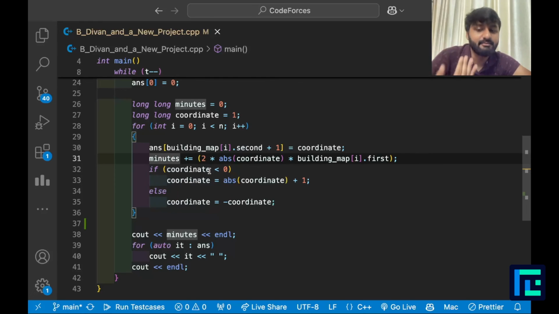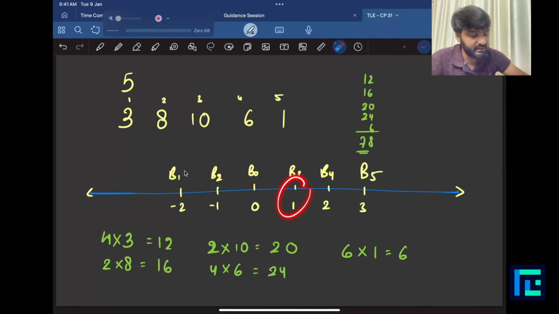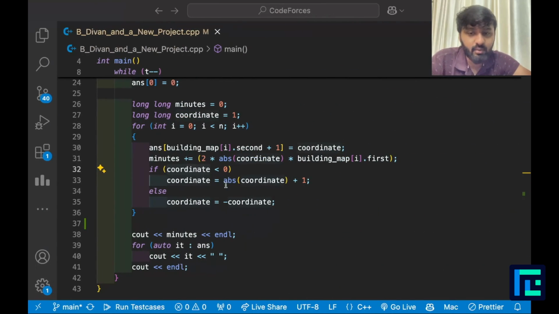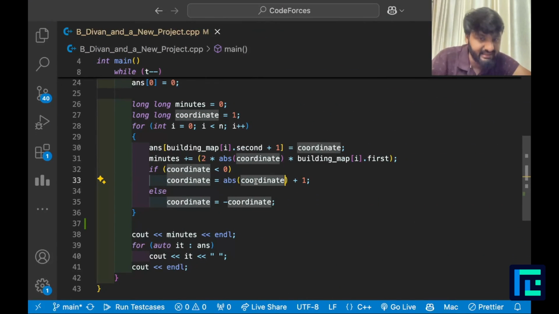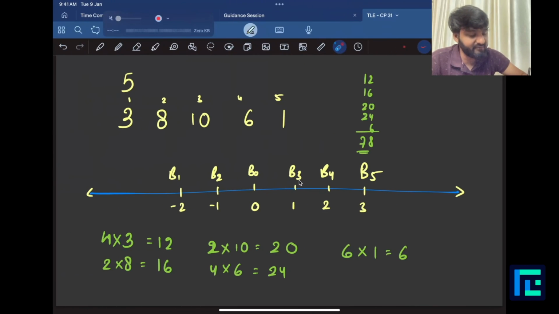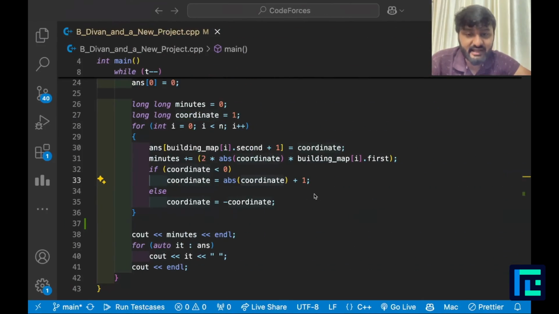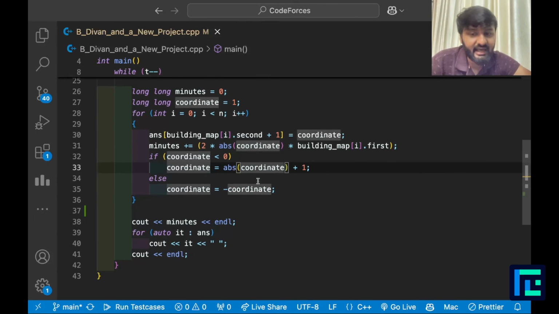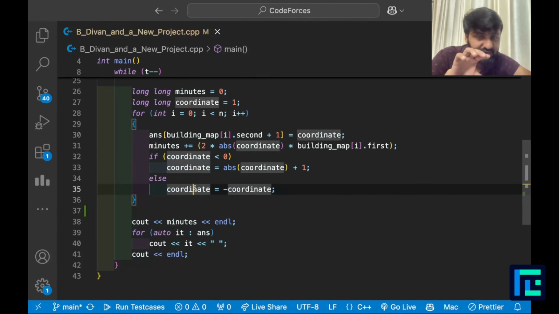And then I change my coordinate to occupy the next building. If my coordinate is lesser than 0, that means something like this happened. I occupied 1, then I occupied negative 1, and now I'm in the negative phase, so I want to jump to 2. If this happens, I would want to make my coordinate absolute again, positive again, plus 1. So if it's at negative 1, I want to make it jump to 1 again, plus 1, that is 2. If it would have been at negative 2, I want to make it jump to 2 plus 1, so 3. So if it is a negative coordinate, it becomes absolute coordinate plus 1. Else, this coordinate right now was positive, so I want to use its negative pair. So coordinate equals negative of coordinate.